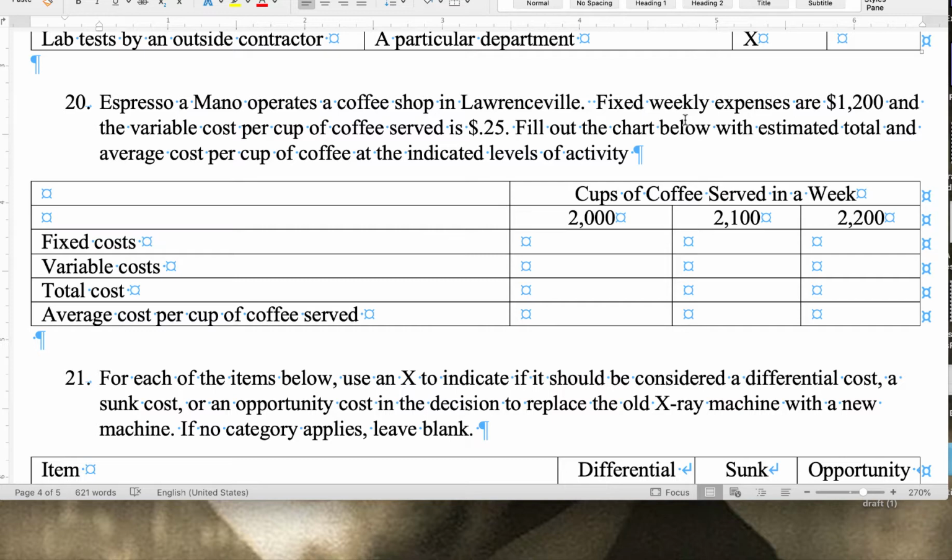Anyways, they operate a coffee shop in Lawrenceville. Okay, they have fixed weekly expenses of $1,200. They have a variable cost per cup of coffee, which is 25 cents per cup. We need to fill out the chart below, and we need to estimate what's the total cost and what's the average cost per cup of coffee at each activity level.